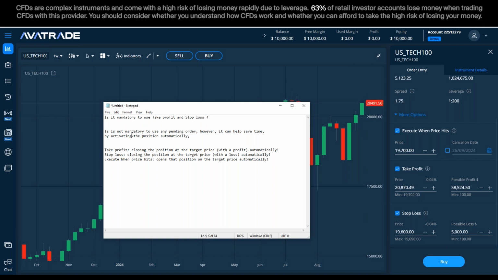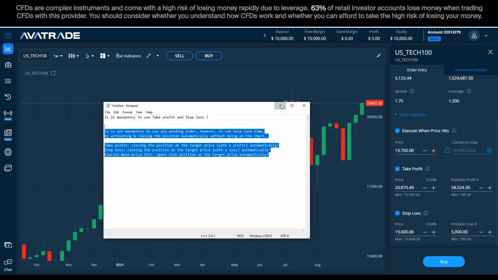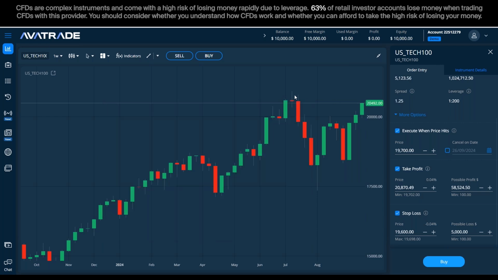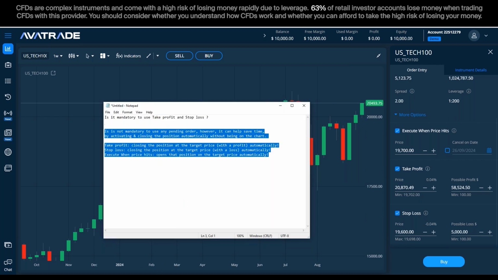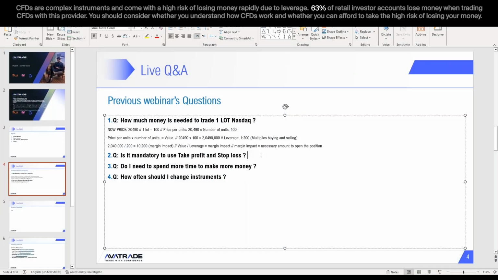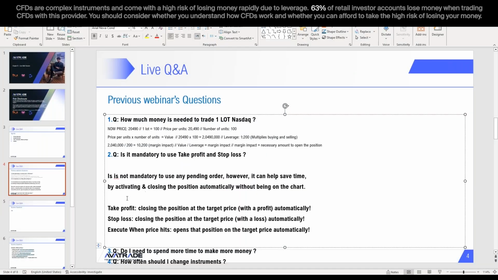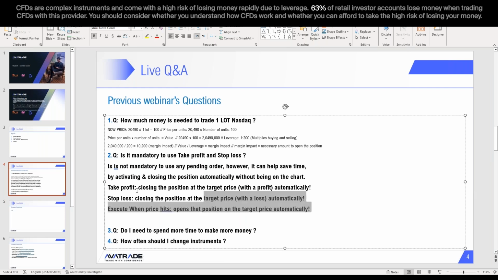Not just activating, but also closing the position automatically without being on the chart. And as we spoke about it, risk money management, to grab a great opportunity that we don't necessarily see on the chart at the same very moment.